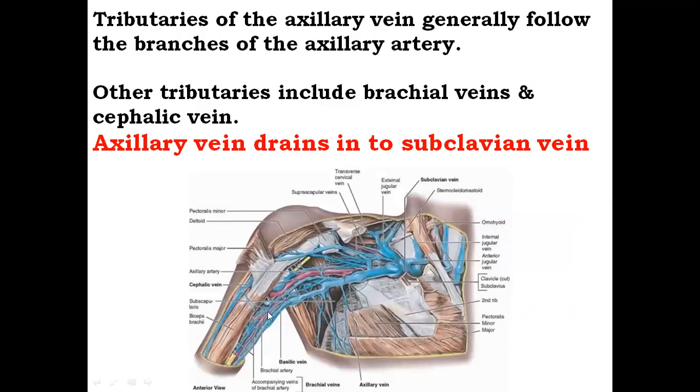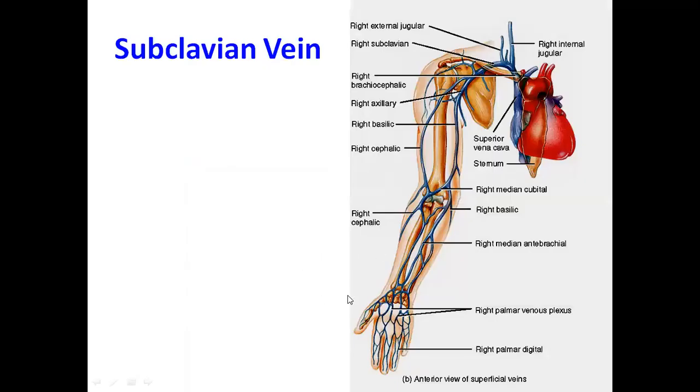See, these are our venae comitantes, basilic vein. This is our axillary vein. After the axillary vein, we have this one, the subclavian vein. As you go down, we have the brachiocephalic, which is not shown, of course. Then other tributaries include the brachial veins. I told you in much detail. So the axillary vein drains into the subclavian vein.